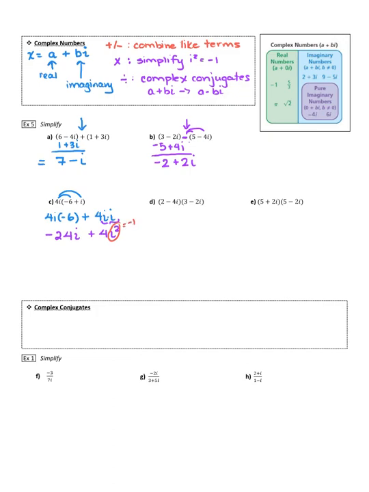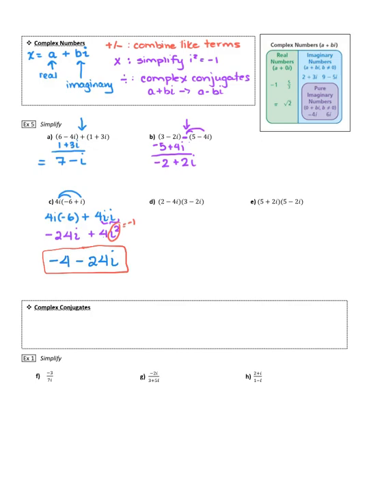So now when we write this as a complex number, we always put the real part first. So I actually have 4 times a -1, which is -4, minus 24i. And that would be our final answer. We always write the real part first. So the -4 minus 24i. So that was a simple distribution.